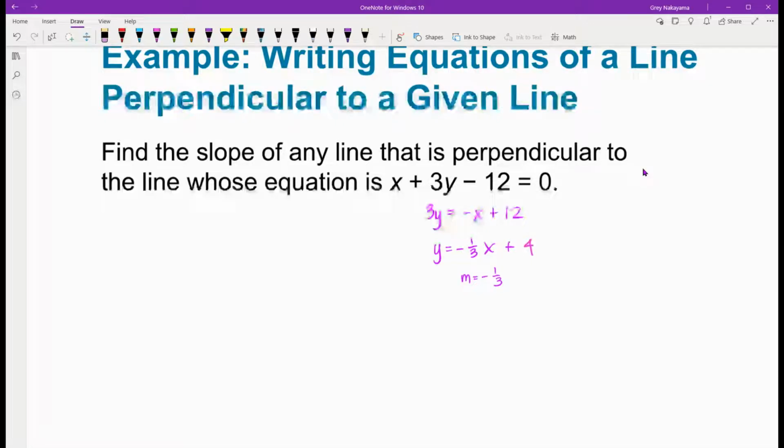So what's going to be the slope of the perpendicular? You flip it and negate it, or give me the opposite sign. So that means that the slope of my perpendicular is 3. That's all you got to do there.